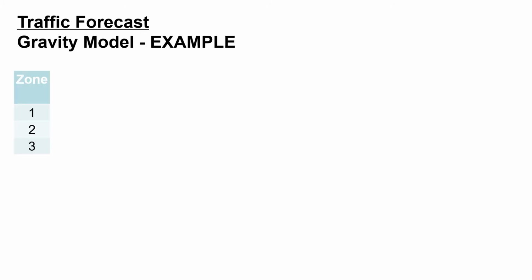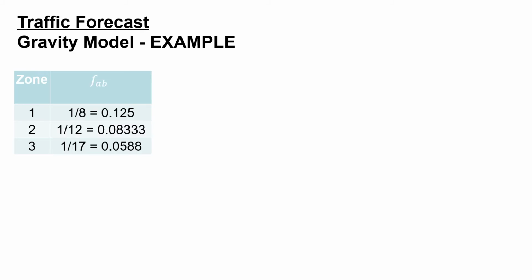So we're going to start by setting up our table here, 1 row for each zone. We're going to start with our friction factor, F sub AB, so the friction factor between zones A and B. As I mentioned, it's typically the inverse of the travel time. So for zone 1, it's 1 divided by 8, which gives us a friction factor of 0.125. Then the next one is 1 divided by 12, and then 1 divided by 17 for zones 2 and 3. For our attractions, this is just the trips attracted to TAZ-B. This is our given, so 4,500 for zone 1, 2,200 for zone 2, and 3,600 for zone 3.